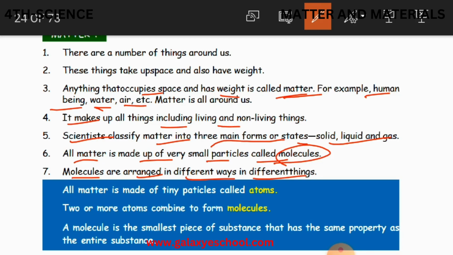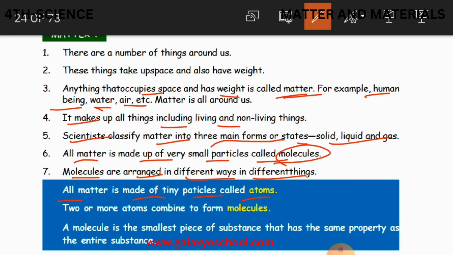Materials are nothing but matter. So we have different materials, because molecules are arranged in different ways in different materials. And all matter is made up of tiny particles called atoms.